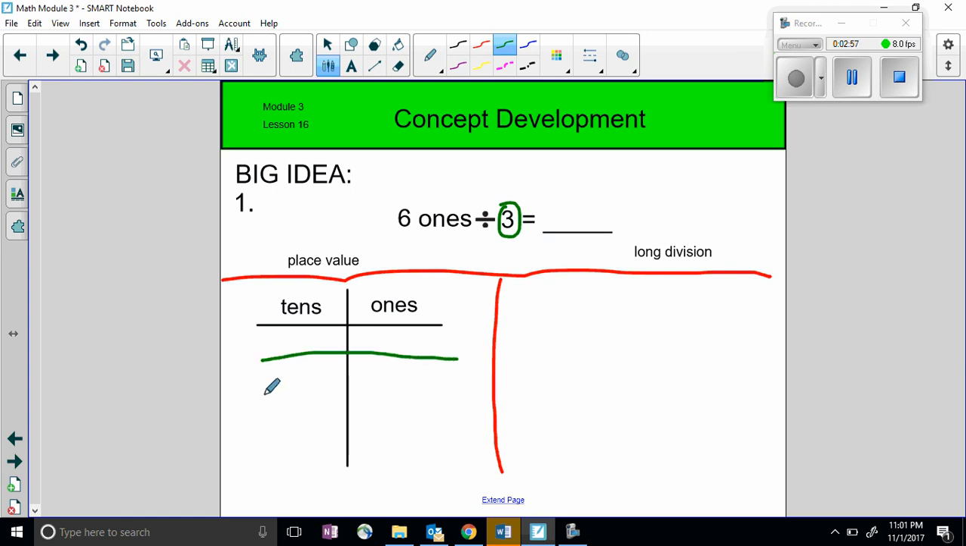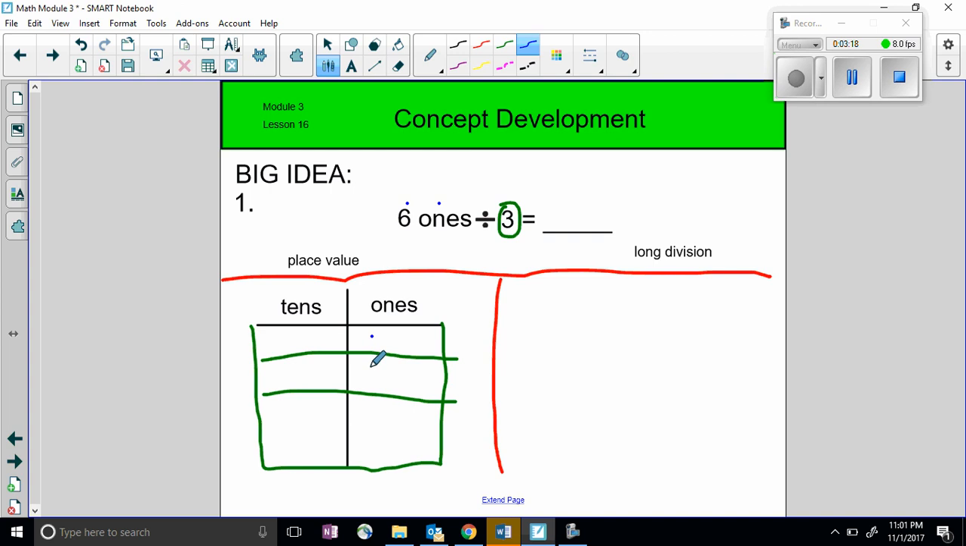1 group, 2 groups, 3. And then there's a bottom group right here. So there we go, 3 groups. Kind of looks like a very awkward looking spider web. It just does not look very nice. But it'll work. I got 3 groups, right? But I am dividing 6 ones. So I'm not working with the tens place, just with the ones.